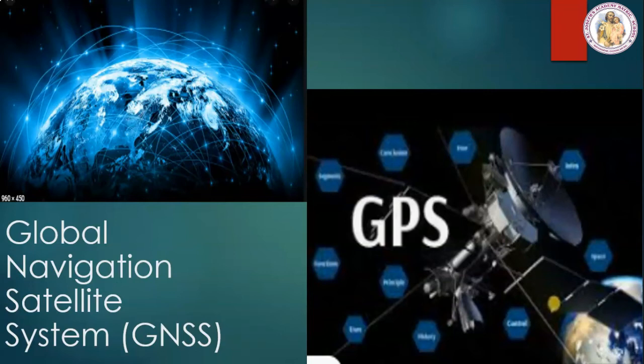GPS receivers now come in all shapes and sizes. Most are the size of a cellular phone. Some are handheld, others are installed in ships, planes, trucks and cars.